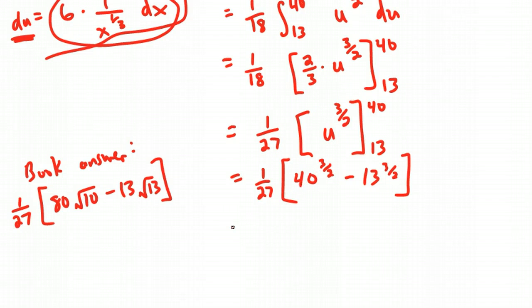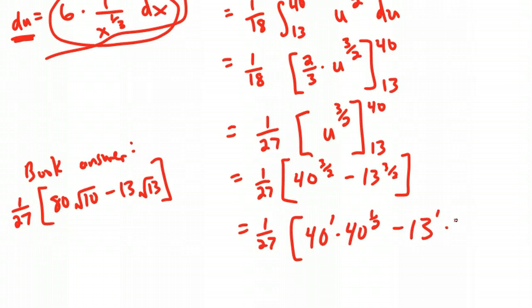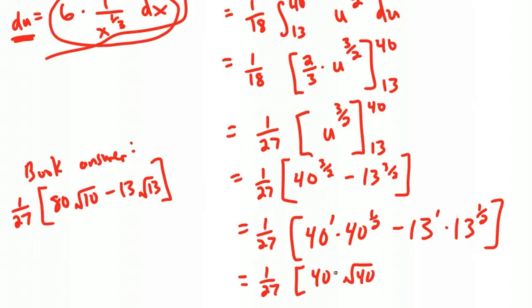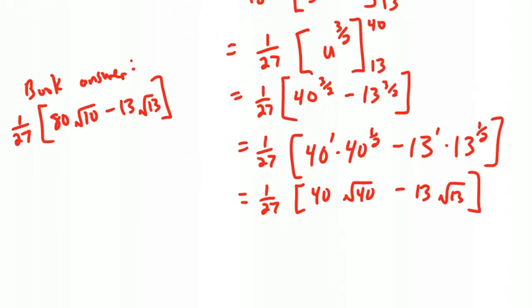Now 40 to the 3/2 is the same thing as 40 times 40 to the 1/2. Now why is that? Well, 40 to the 1 times 40 to the 1/2 would be 40 to the 1 plus 1/2, or 3/2. And 13 to the 3/2 also can be written as 13 to the 1 times 13 to the 1/2. Okay, and what we have here is 40 times the square root of 40 minus 13 times the square root of 13. And notice we're almost to where we need to be to get it to look like the book answer.